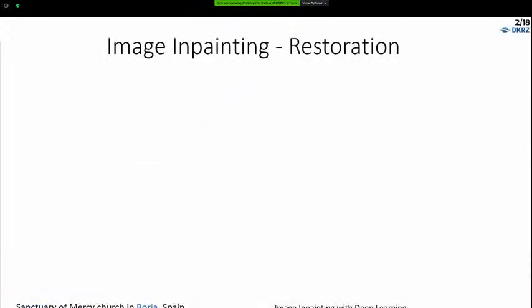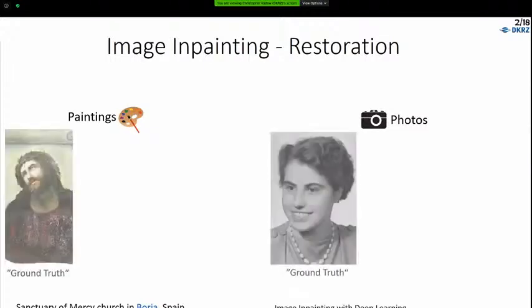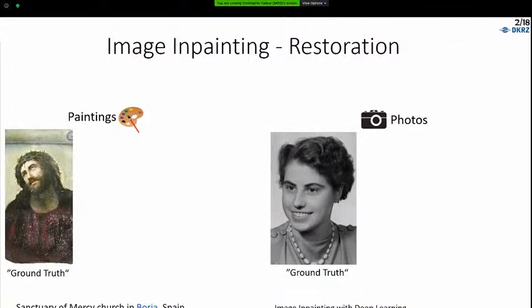I want to give a short introduction into the world of image inpainting, which is kind of the buzzword here in terms of machine learning techniques. It's basically restoration. If you have no idea what restoration is, it's when you have paintings or photos that are maybe old, like we have on the left now with a painting of Jesus, and a photo of a lady on the right side.